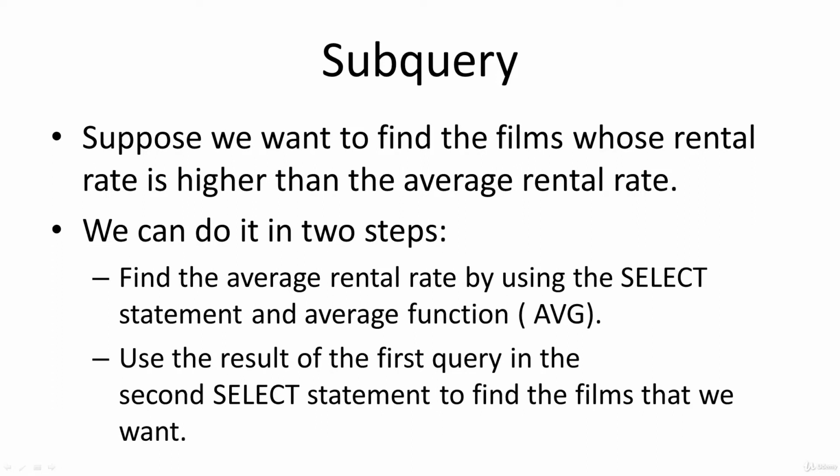The first example is this. Suppose we want to find the films whose rental rate is higher than the average rental rate. One way we could do this is in two steps. We could find the average rental rate by using the select statement with the average function. And then after finding that average rental rate, we can use the result of the first query in the second select statement to find the films that we want.